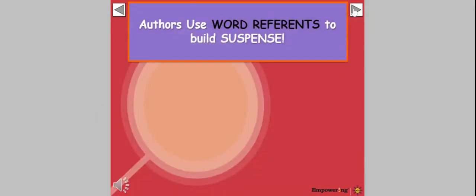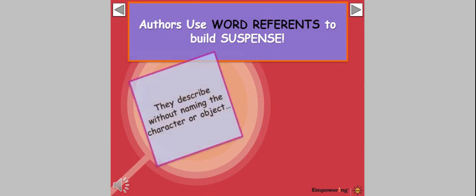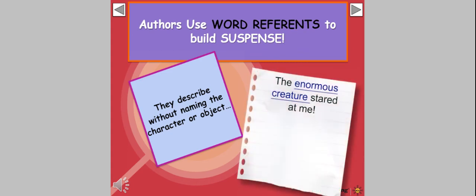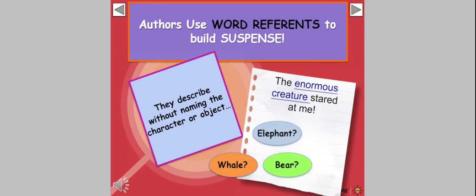An author will also use a word referent to build suspense. And a word referent is where you might describe something without naming the character or the object. So here's an example of that. The enormous creature stared at me. What are you wondering? What kind of creature, right? Is it a whale, an elephant, a rhino, a bear, a sea monster? What kind of enormous creature is it? That's how we build suspense through the use of a word referent.